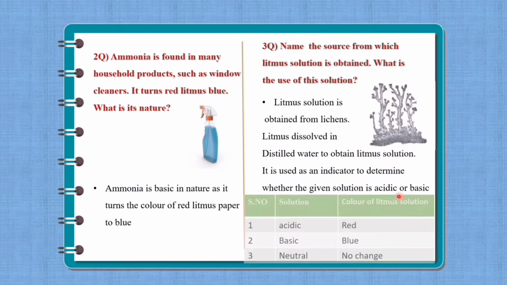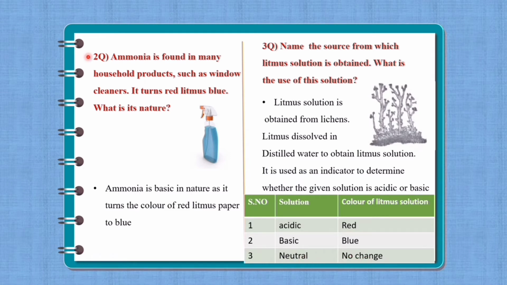Let us see the table. Acidic solutions, the color of the litmus solution will be red. Basic solutions, the color of the litmus solution will be blue. Neutral solutions, there will be no change in the color of the litmus solution.